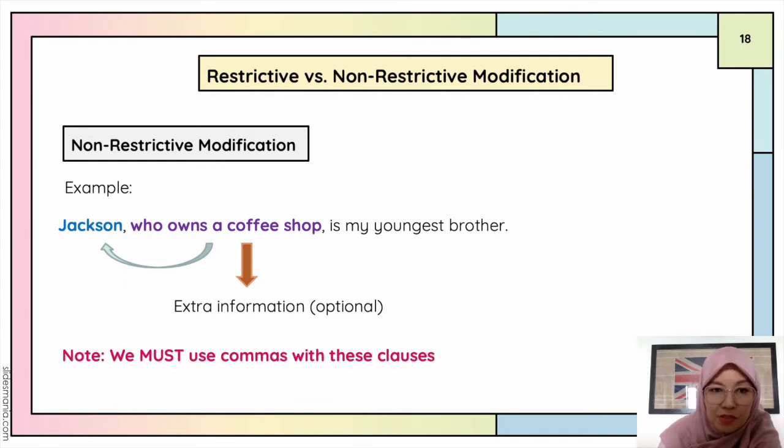Jackson, who owns a coffee shop, is my youngest brother. As we can see, the phrase who owns a coffee shop is extra information to the main sentence, Jackson is my youngest brother. So, this phrase is a non-restrictive modification because it does not change the meaning of the sentence Jackson is my youngest brother. In these clauses, we must use commas. So remember that, everyone.